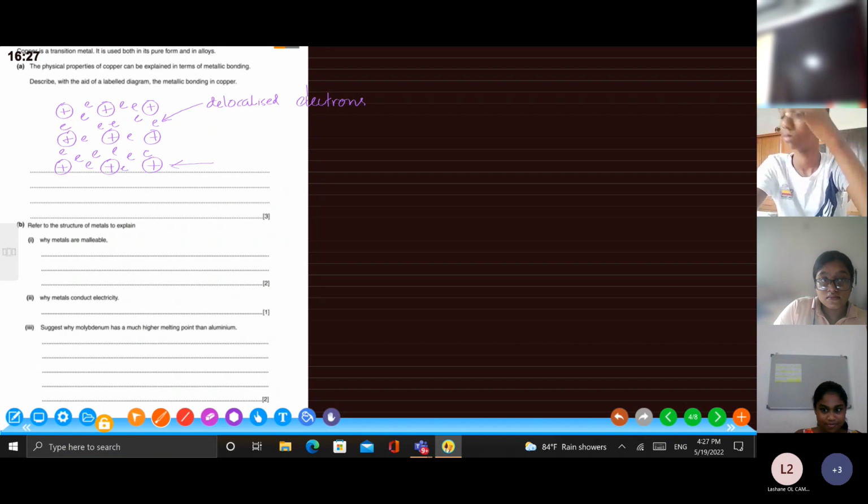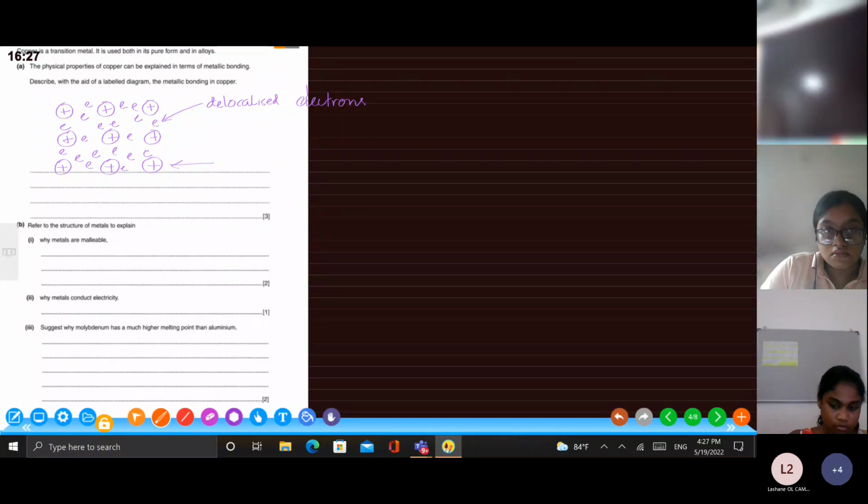Copper is a transition metal. It is used both in its pure form and in alloys. The physical properties of copper can be explained in terms of metallic bonding. Describe with the aid of a labelled diagram the metallic bonding in copper. Alloy was given, that's how they mislead you. You have to answer the question on the paper, not the question in your head.